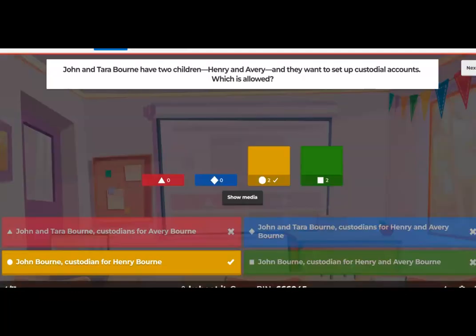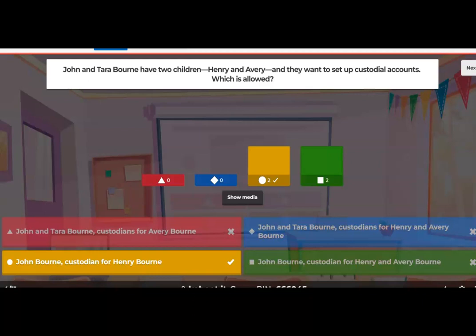All right. So it was a mix here between the C and D. But if we remember, the way a custodian account has to be titled, there can only be one named custodian for only one minor. And that's the way the account must always be set up. So John Bourne, custodian for Henry Bourne, would work just fine.